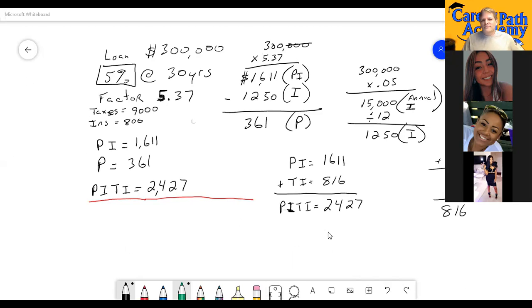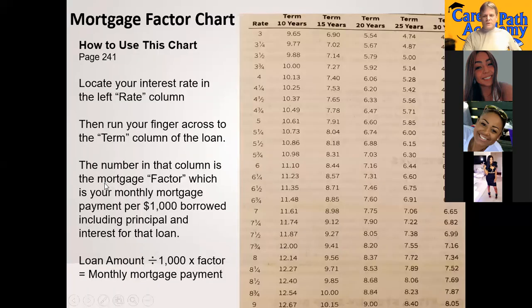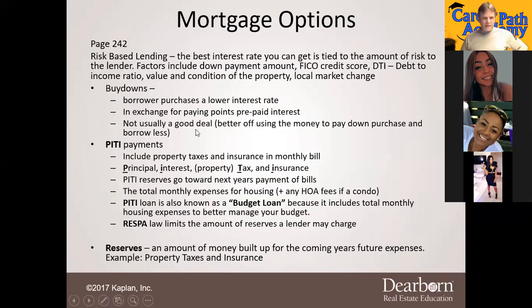So Victor, that PITI, that's monthly? That's your monthly mortgage payment. What is PITI? Principal, interest, taxes, and insurance. And that's your total monthly expense for housing, right? Yep. PITI includes property taxes and insurance in the monthly bill. So PITI payment is your total monthly expense for housing.